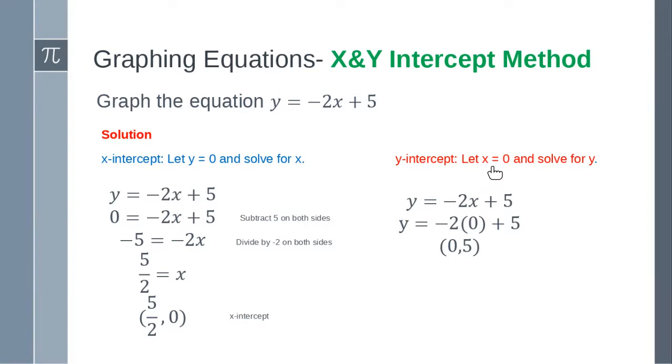And now I'm going to find the y-intercept. So for the y-intercept, we let x equal 0. So anywhere you see an x, we let it be 0. Negative 2 times 0 is 0, plus 5 will be 5. So my y-intercept is 0 and 5.